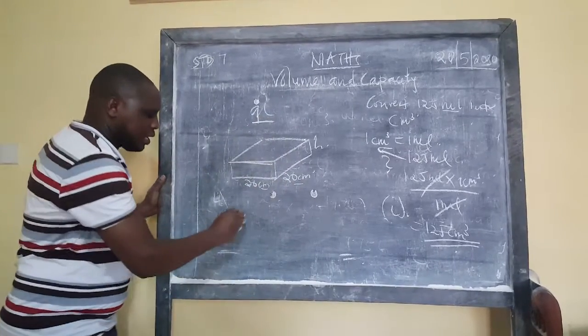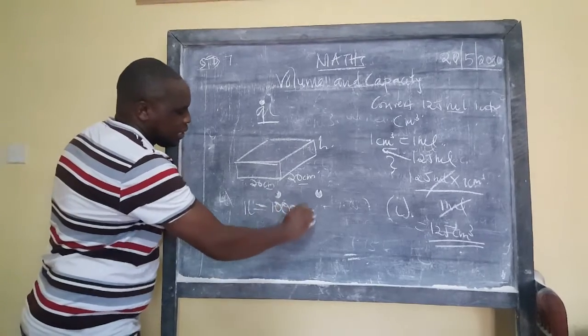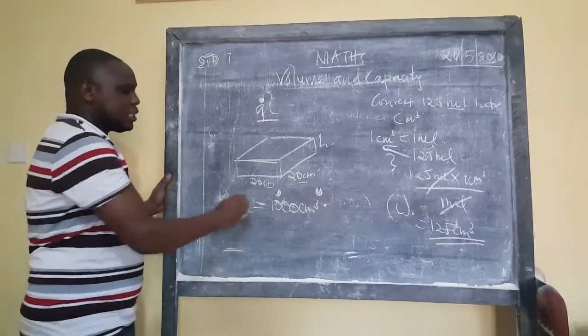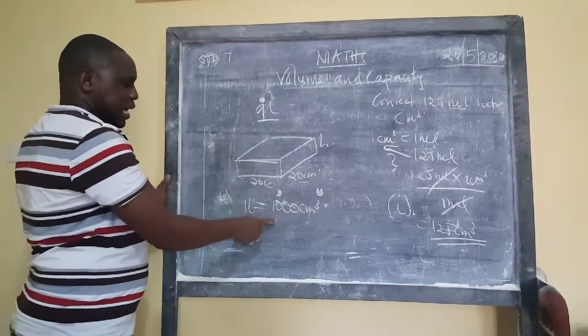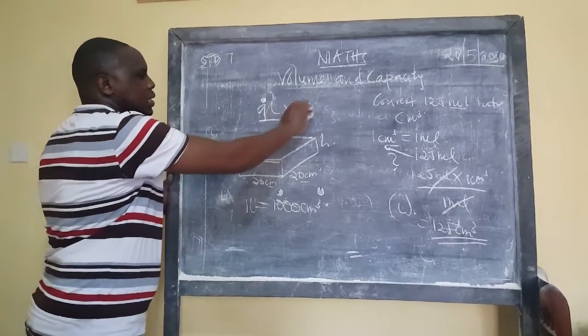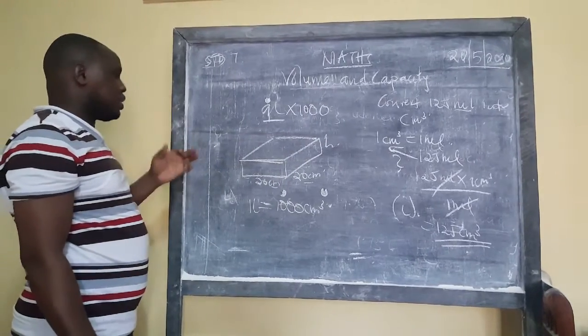And what do you say? That 1 liter is equal to 1000 cubic centimeters. So this is the relationship we are going to use. In this case, what about 9? So you just multiply with 1000. This will give you 9,000 cubic centimeters.